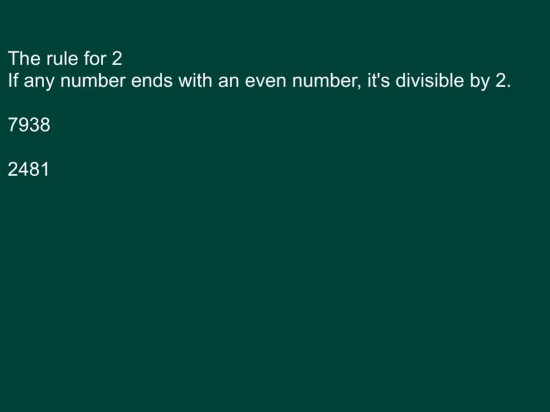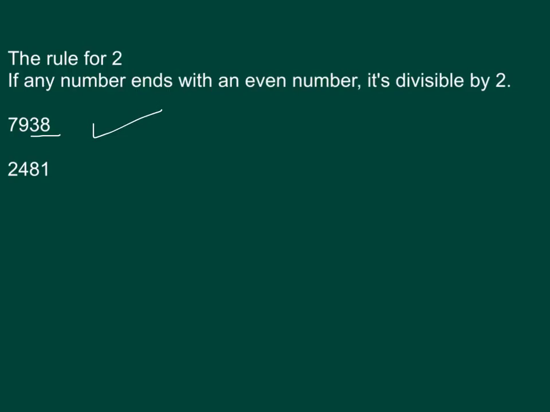Okay, so let's look at the divisibility rules, and let's start with the rule for 2. It says if any number ends with an even number, it's divisible by 2. So looking at this first number here, it's 7,938. So the rule says let's look at the end number, which in this case is an 8. And so is 8 an even number? Yes, it is. So 7,938 is in fact divisible by 2.